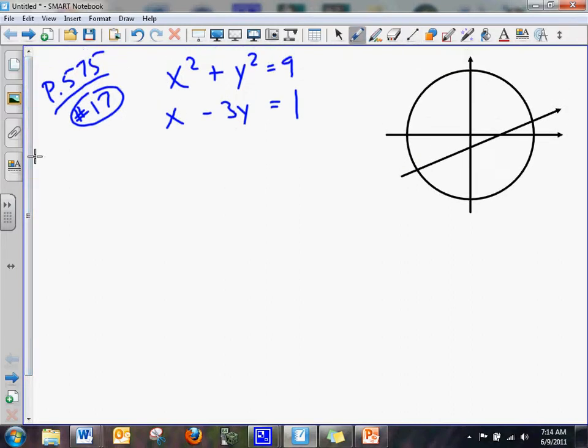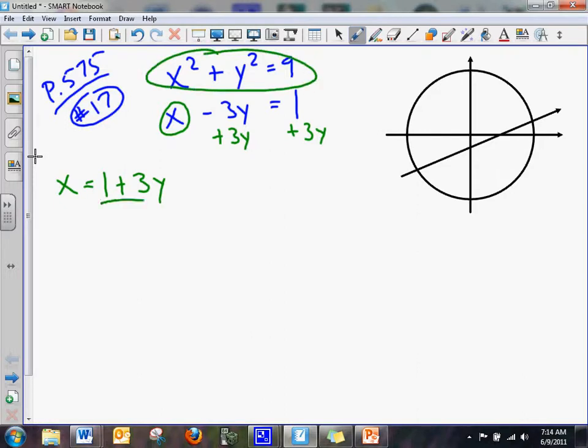So we can start by isolating one of the variables. It's definitely easiest to isolate x because it's already by itself. Just do that by adding 3y to both sides. So x is equal to 1 plus 3y. Now that I have that solved for x, I can substitute that expression back into the first equation for x. So if I take this equation and replace x with this expression, I'm going to square that expression. This is x squared plus y squared.